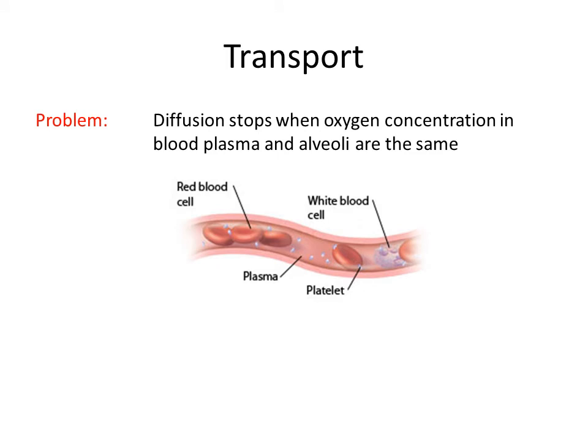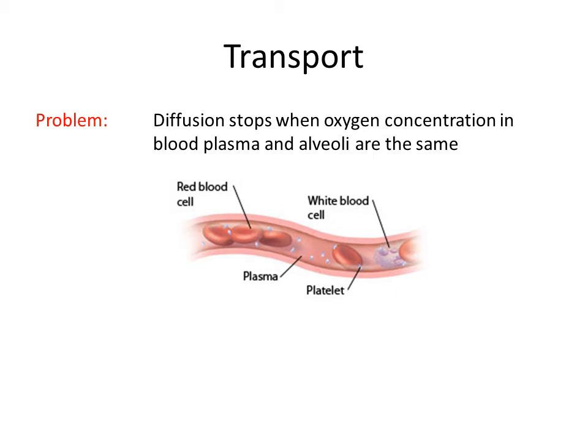You will remember that in your blood there are many parts. We have the red blood cells, the plasma, white blood cells, and platelets. When oxygen first comes into your blood, it dissolves in the plasma. Plasma is the liquid. But very quickly, the oxygen concentration in your blood plasma and your lungs will be the same, and diffusion will stop.